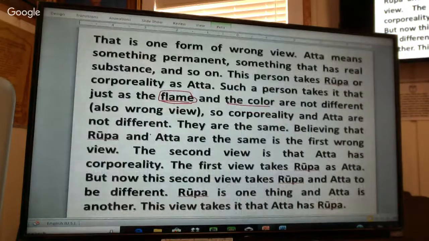And the second round view is that Atta, the soul, has a rupa. That's why we say in the second round view, the soul possesses the body. So Atta has material. The first view takes material and soul, Atta, as the same thing, but the second round view does not. In the second round view, Rupa, body or material, and Atta, soul, are different. Body is one thing, Atta soul is another thing. But they have a connection.